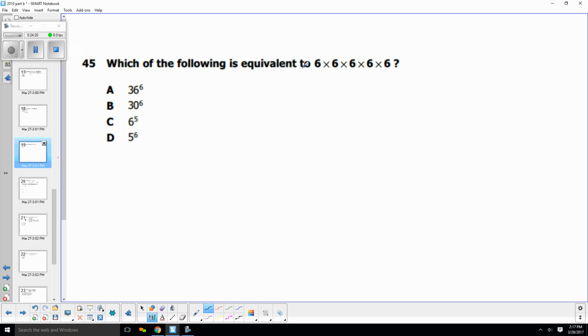45. Which of the following is equivalent to 6 times 6 times 6 times 6 times 6? Kaylee? C. You're going to put whatever you're multiplying as your base, and how many times you are multiplying it as your exponent. So C is your answer.